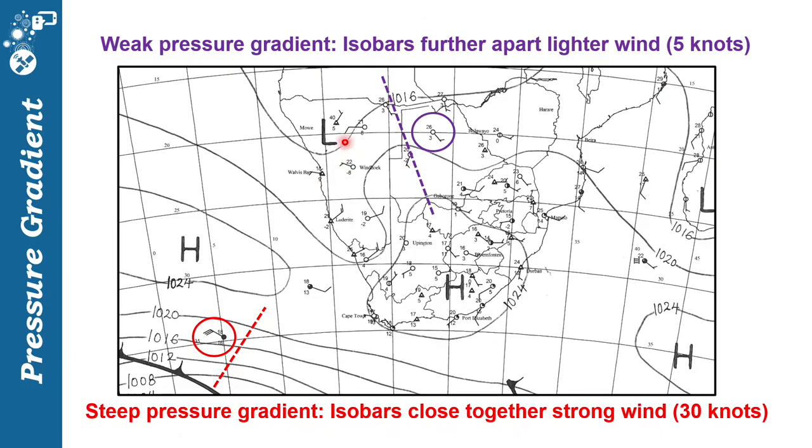Look at all these winds here. They're all 5 knots or less. That symbol there means less than 5 knots. Okay, 5 knots, 5 knots, 5 knots. So the wind speed is gentle, and the reason for that is my isobars are further apart, giving a very, very weak pressure gradient.